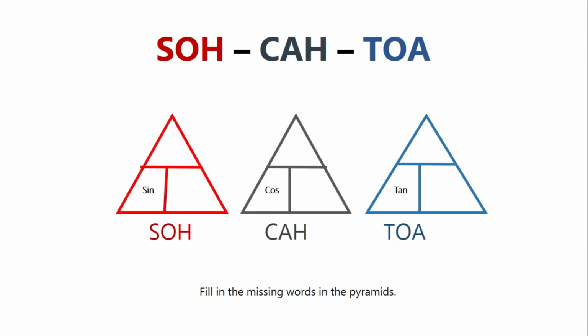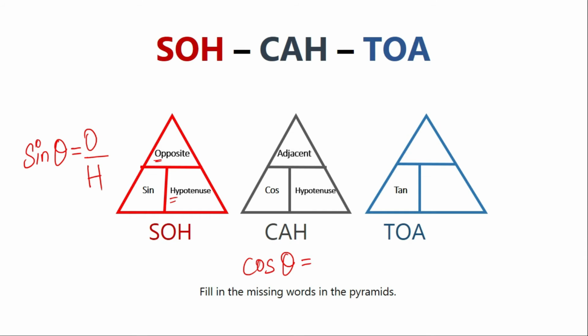So fill in the missing words in the pyramids. If it's SOH, remember the sine of the angle is going to be equal to, so you write sine theta, theta is the angle. So sine theta is going to be equal to SOH, which means opposite over hypotenuse, O over H. Cos theta is equal to adjacent over hypotenuse. And finally, tan theta is equal to TOA, you have O and A.